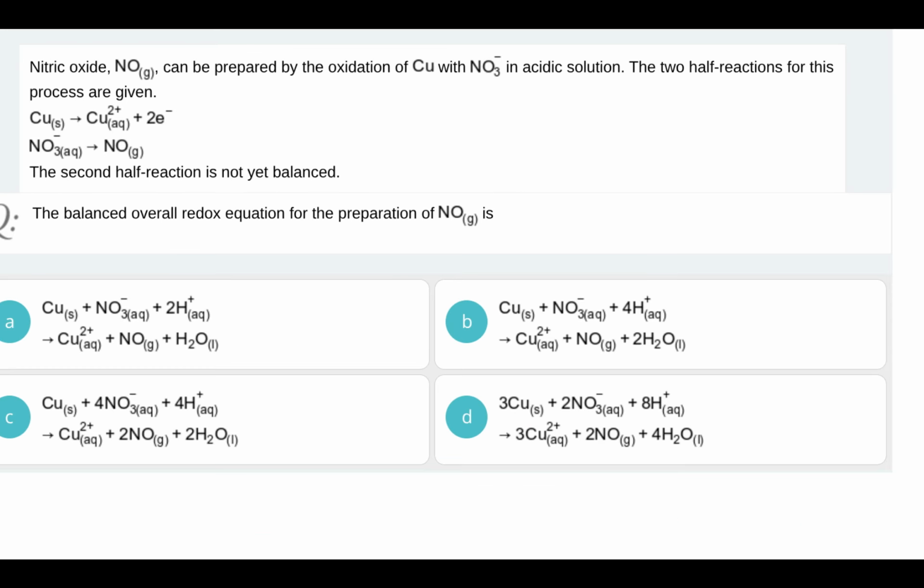Looking at this question with the two half reactions, saying that they're being prepared in an acidic solution and wanting to know those two half reactions once balanced. That first half reaction we don't need to do anything for.